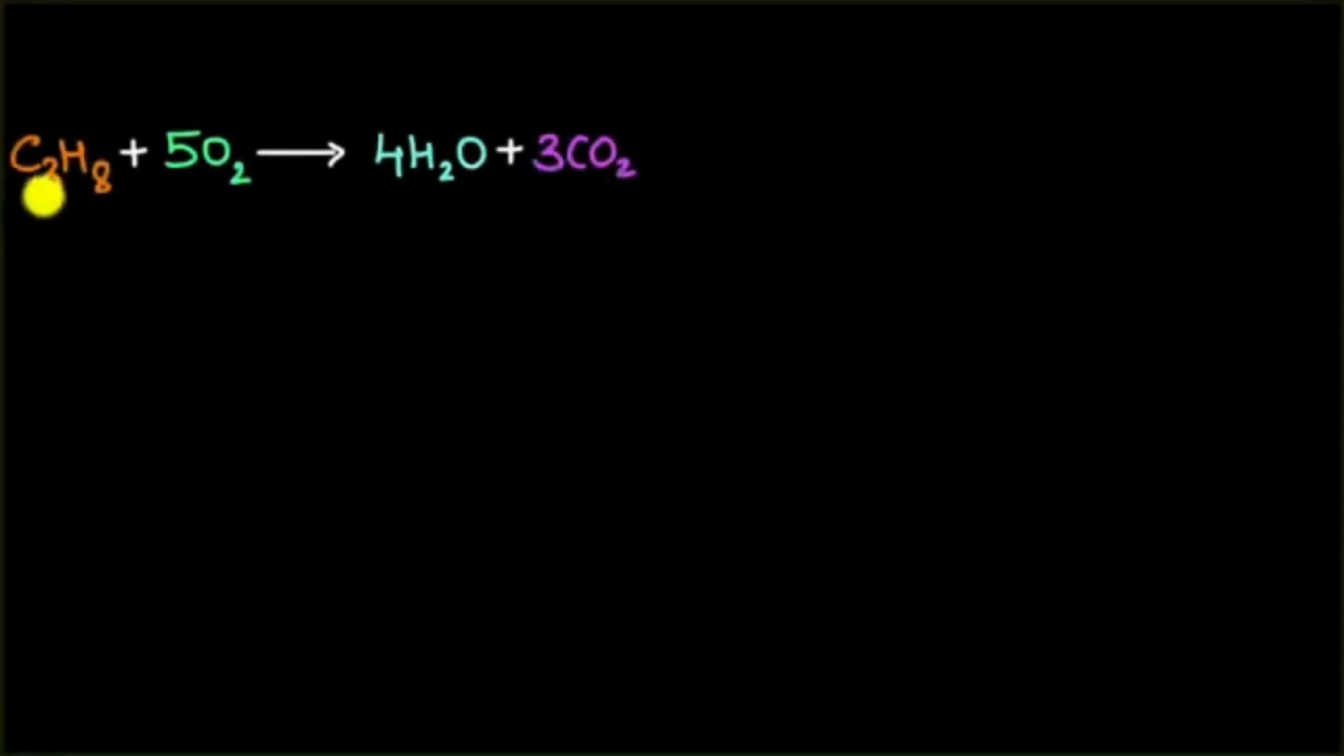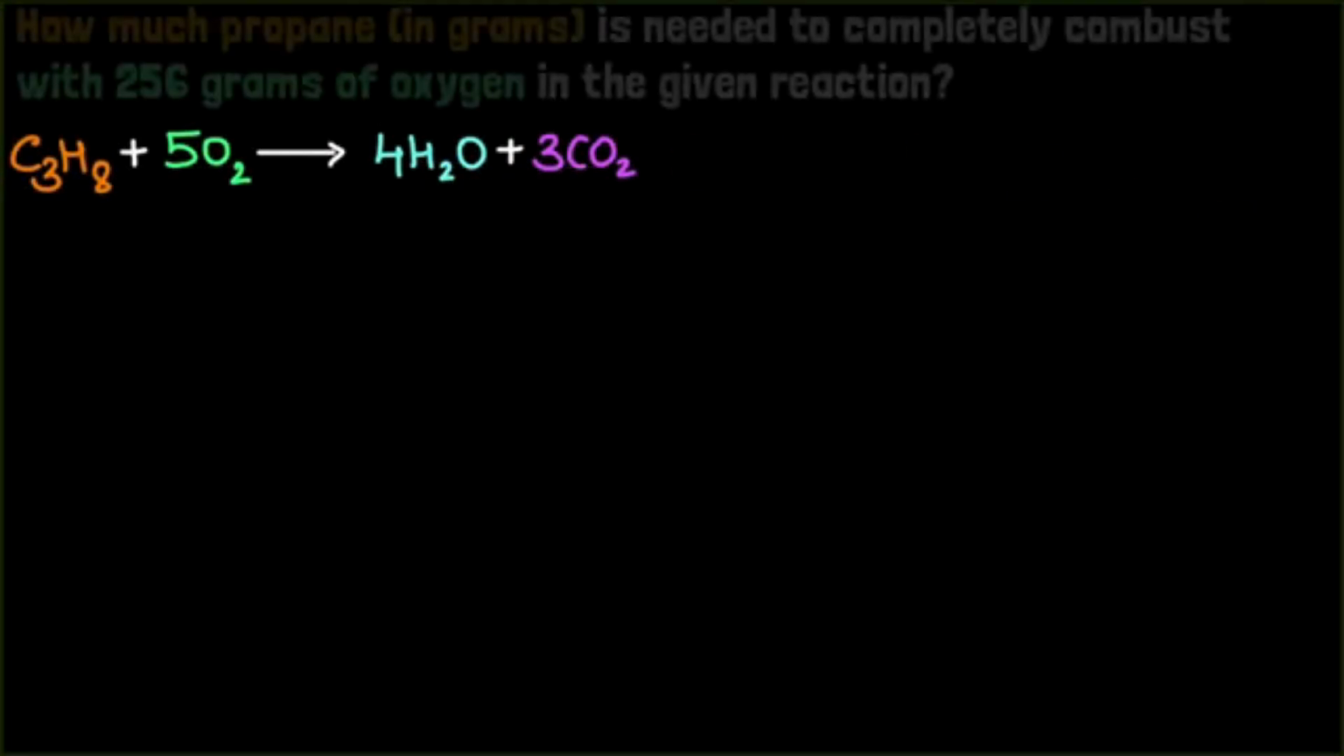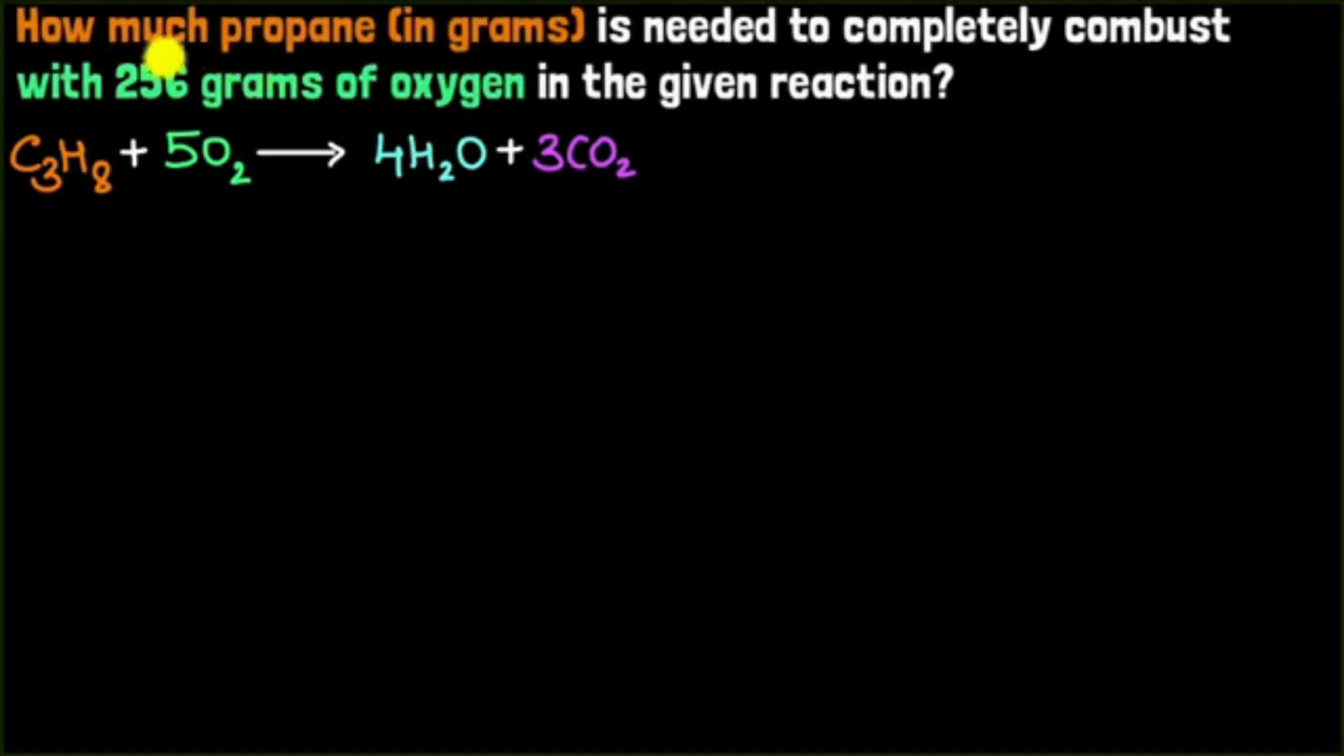Let's solve a cool stoichiometry problem. Consider the chemical reaction where we have propane that burns with oxygen, giving us water and carbon dioxide, okay? Now, if you're conducting this reaction, our question is how much propane in grams is needed to completely combust with 256 grams of oxygen in the given reaction.